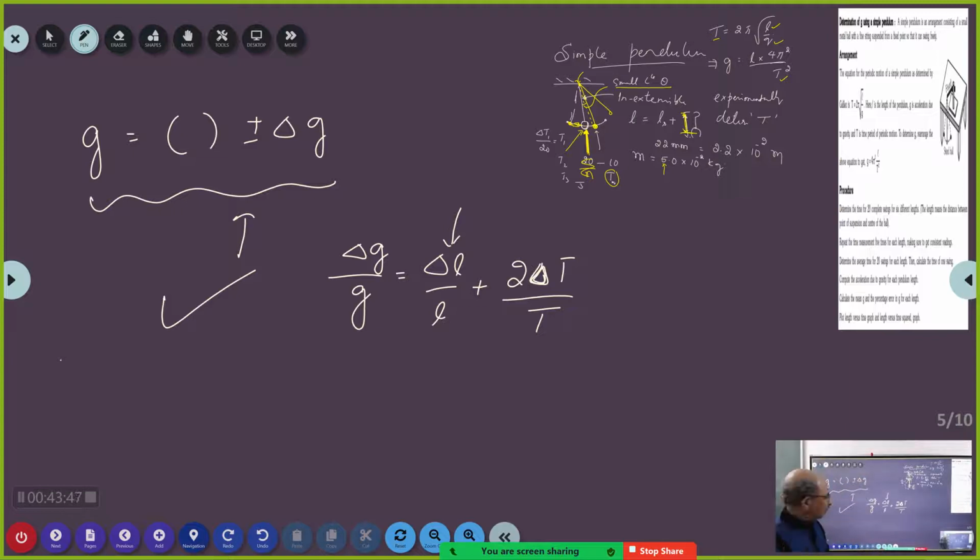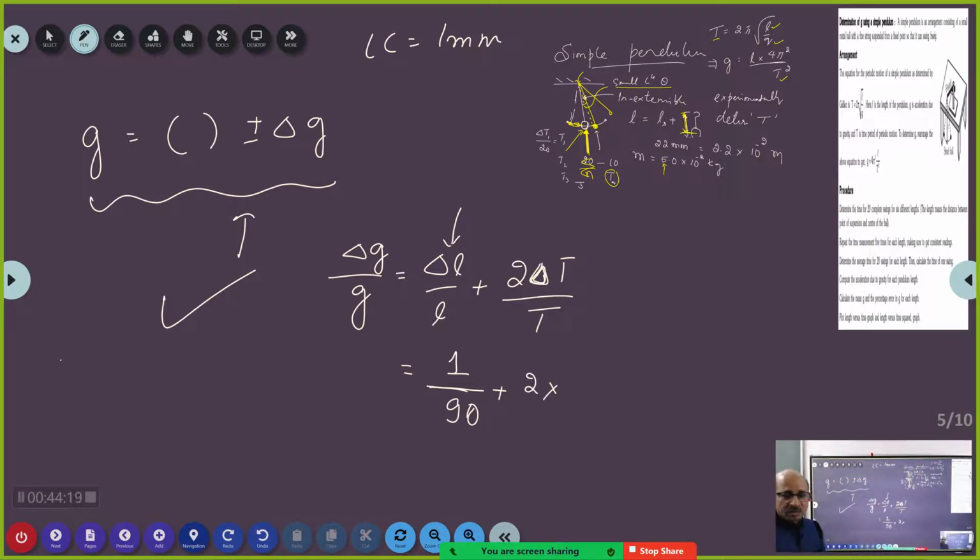Now you have used a scale which has a least count of 1 millimeter, correct? Supposing you have measured the length of the bob, say around 90 millimeters. You write millimeter here, they will cancel. You don't have to write SI units. So 1 millimeter upon 90 is delta L by L, plus 2 into your stopwatch.